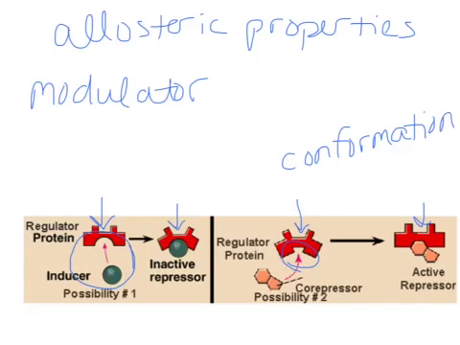These modulators are usually the product of the biochemical pathway. Let's say, for instance, in that very first picture we saw, they were trying to make tryptophan. The modulator would be the tryptophan. When there's enough tryptophan available, it's going to activate the repressor so that the genes are turned off and it stops making tryptophan.